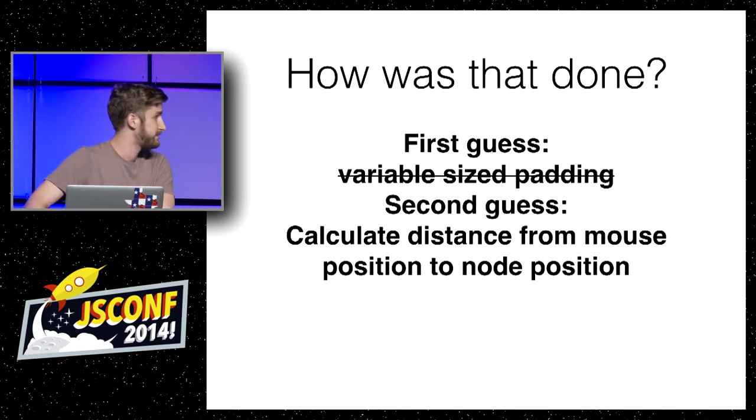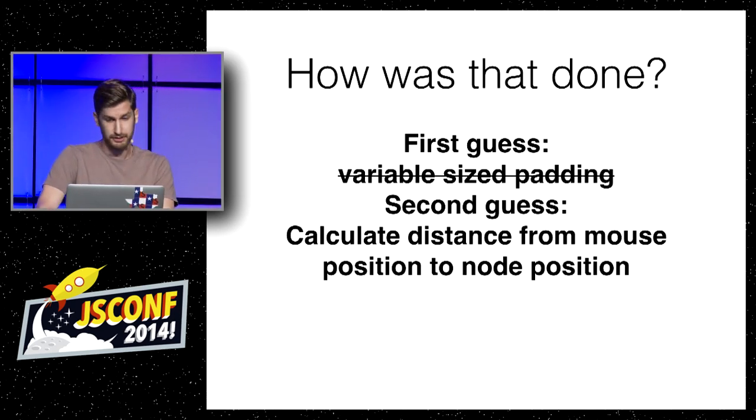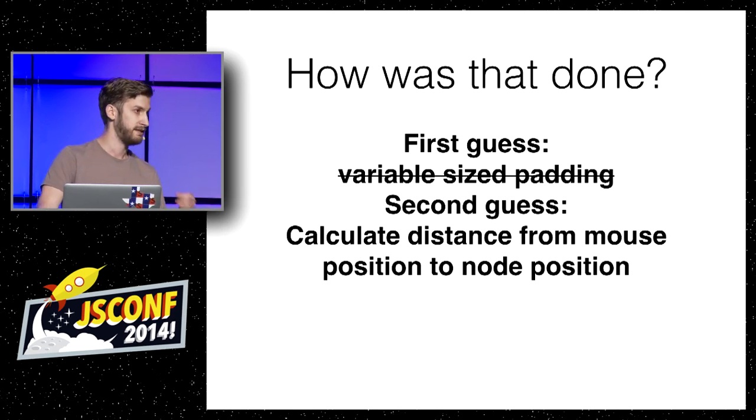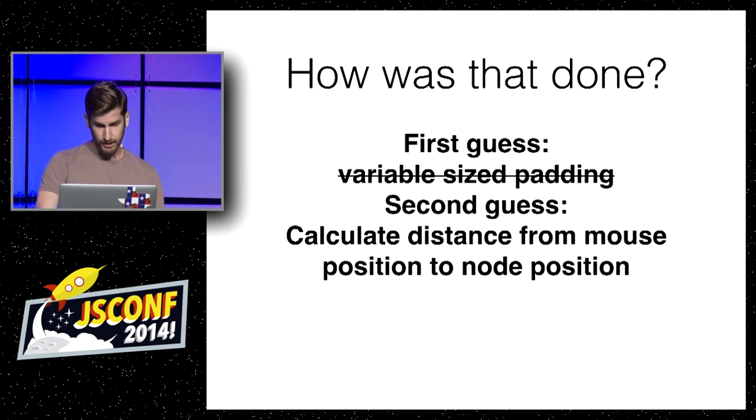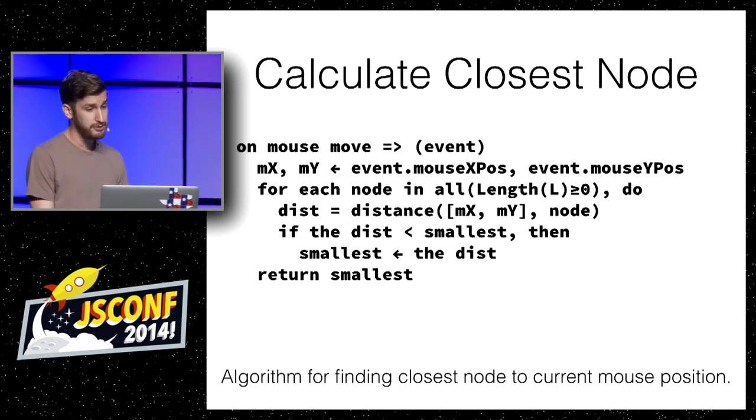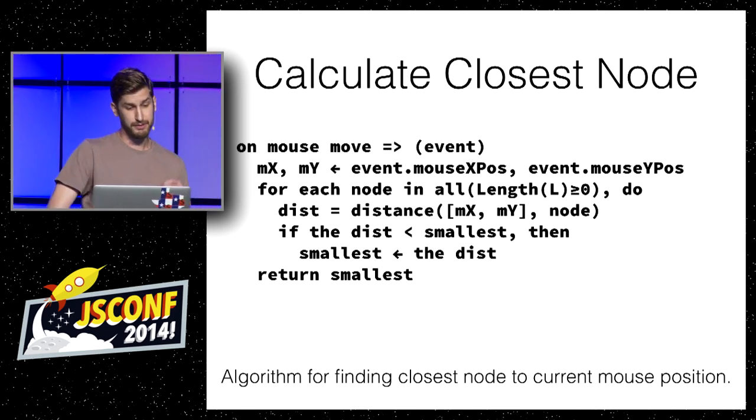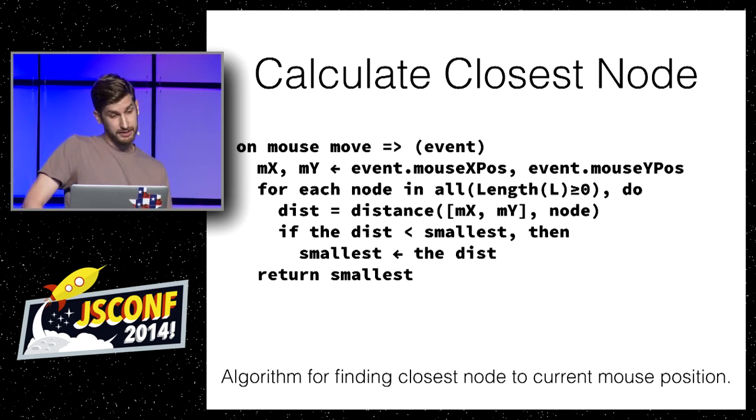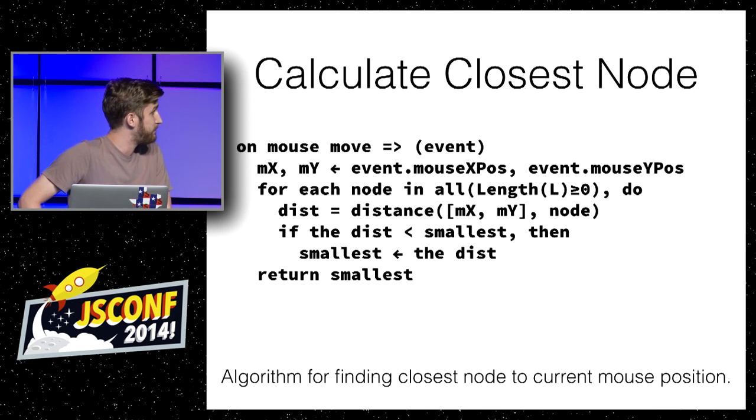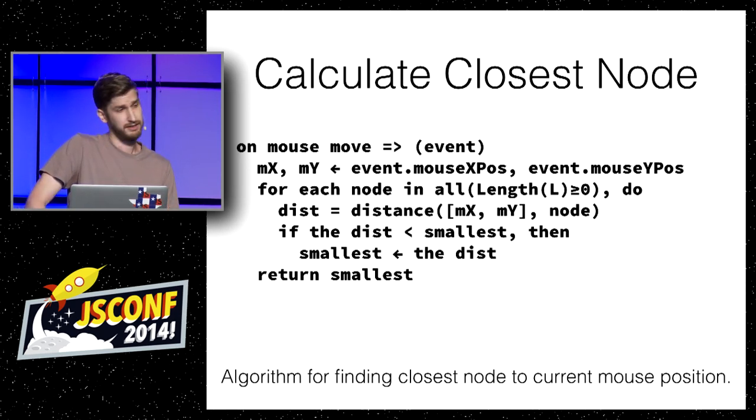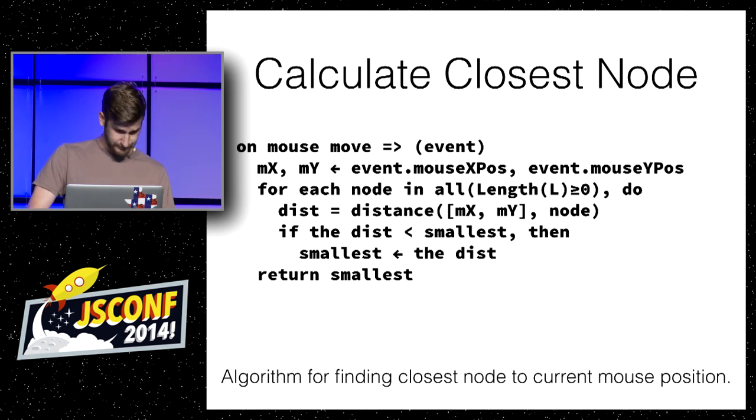to calculate the distance from the mouse position to the node position, basically to find the closest possible node to the mouse and then highlight that path. That algorithm would look something like this. On mouse move, we have an event. We grab the x and the y of that particular event. We go through each node in the list. We calculate the distance between the mouse position and the node position. And then we save off the smallest, and we would end up highlighting the smallest.